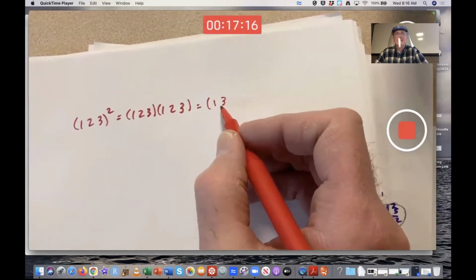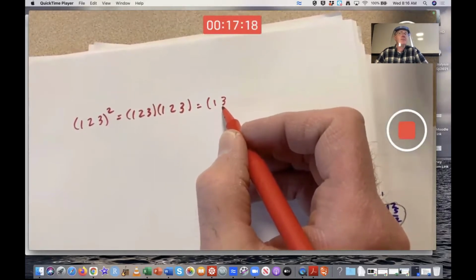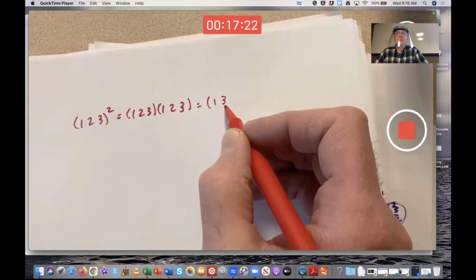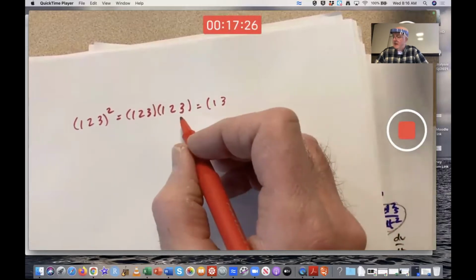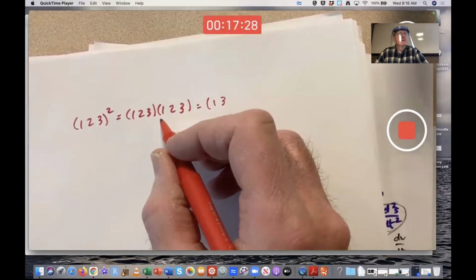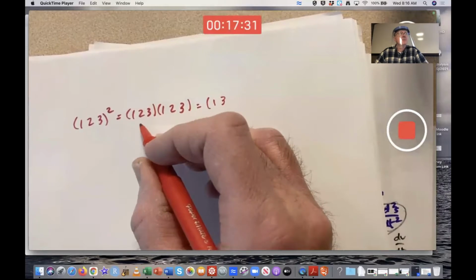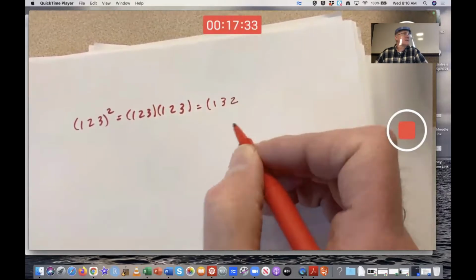1 got mapped to 3. Now think about what 3 gets mapped to. Because that's what you're doing with cycle notation. That's why you do it that way. 3 gets mapped to 1, but then 1 gets mapped to 2. And that's why you don't go back to 1.